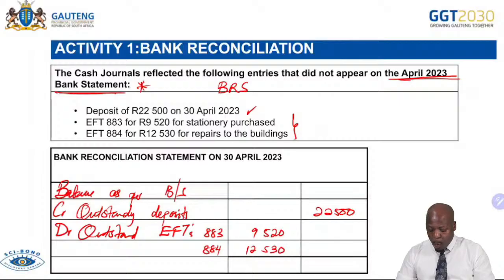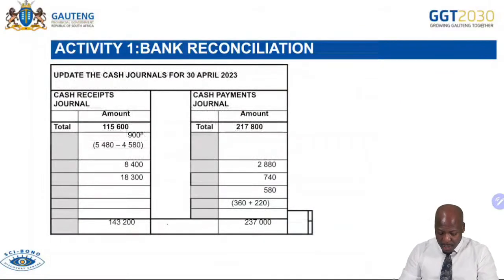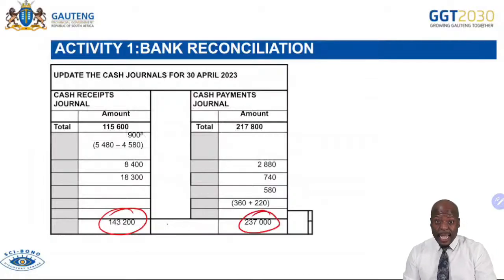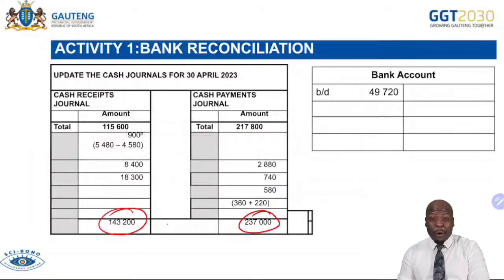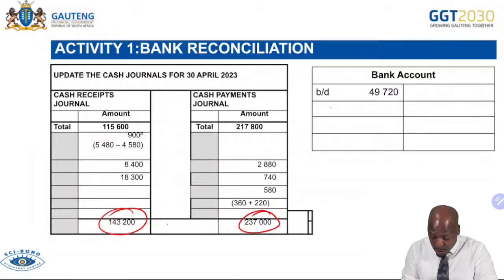What we are going to do now, we're going to totalize our journals. So you're going to find here we already have a total on the journals. There is the total in the journal, and that is the CRJ, and here is the total in the CPJ. We are now going to take these totals onto our bank account. Remember, we'd already opened this bank account.